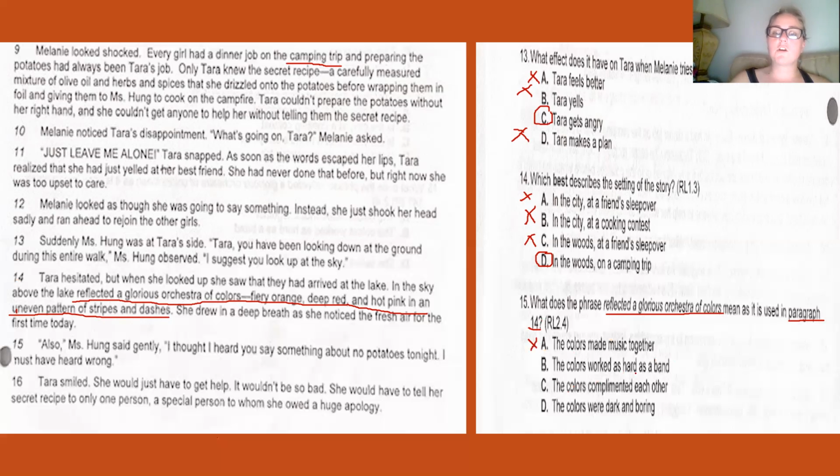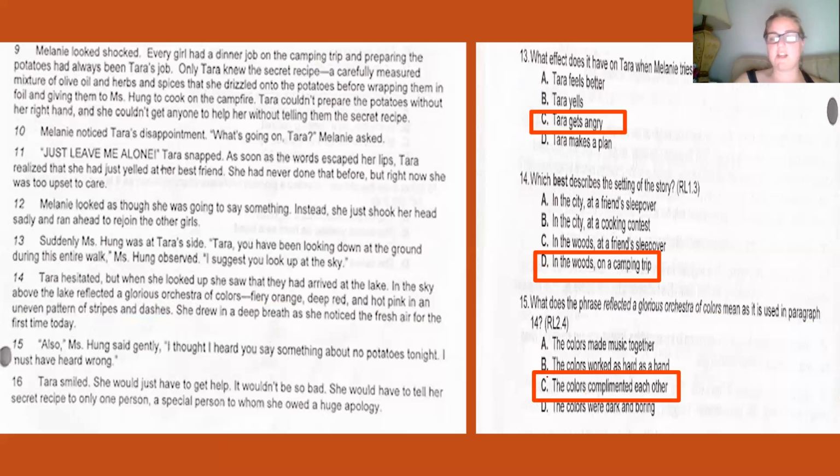B, the colors worked as hard as a band. So the colors aren't working, they're just hanging out in the sky. So we know that's not the answer. C, the colors complemented each other. So I know complemented means go together. So that might be my answer. Let's put a question mark. And then D, the colors were dark and boring. They're talking about bright orange and red and pink. Those are not really boring colors. So the answer would be C.